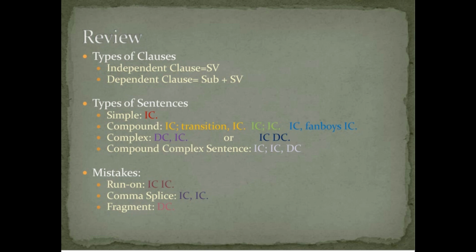And these are the common mistakes that students can make combining ICs and DCs. A run-on mistake is when you combine two ICs and put no punctuation. A comma splice is when you connect two ICs with just one comma. And a fragment is when you put a period at the end of a DC with no IC in the sentence.